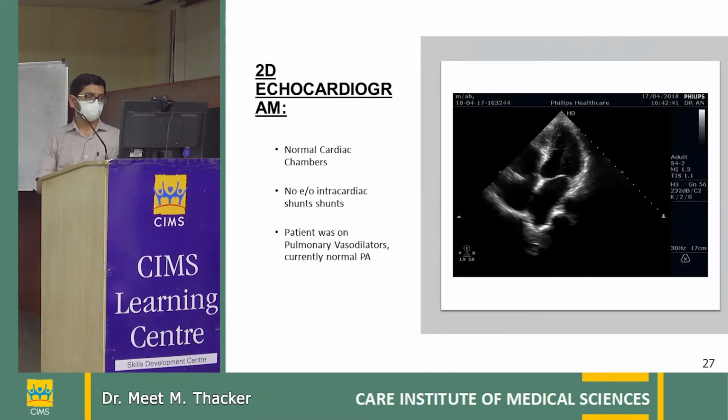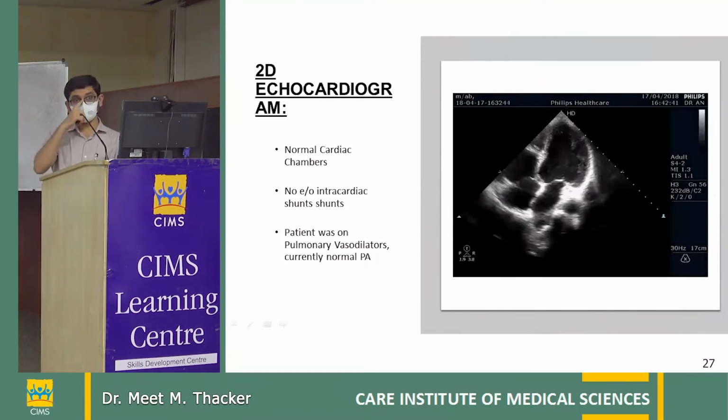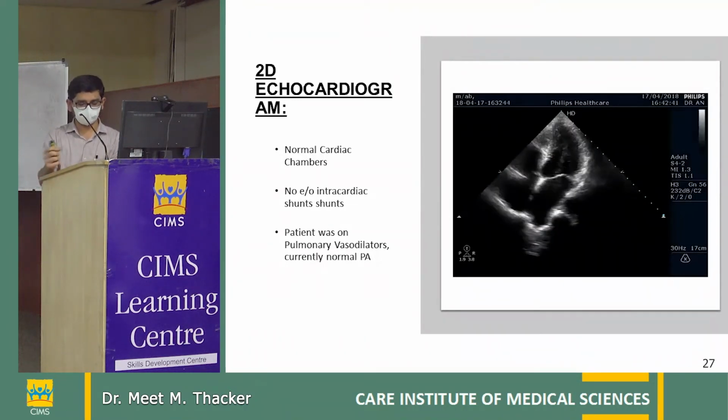2D echocardiogram had normal cardiac chambers, no evidence of intracardiac shunts, and since the patient was on pulmonary vasodilators currently, she had normal pulmonary anatomy.